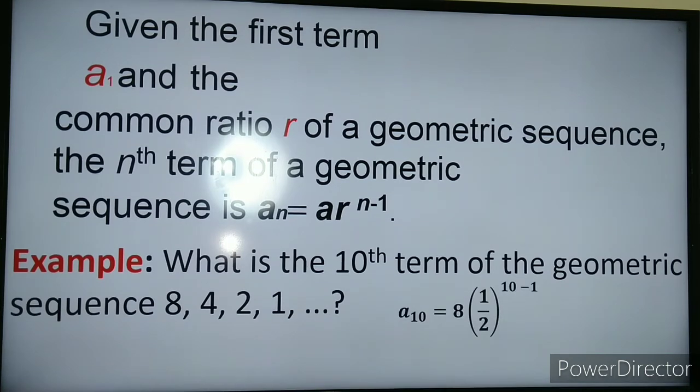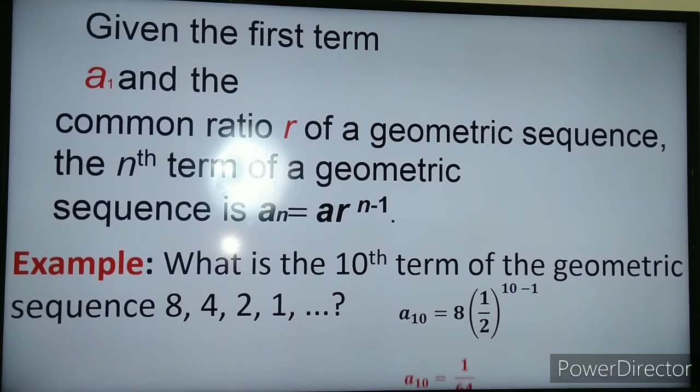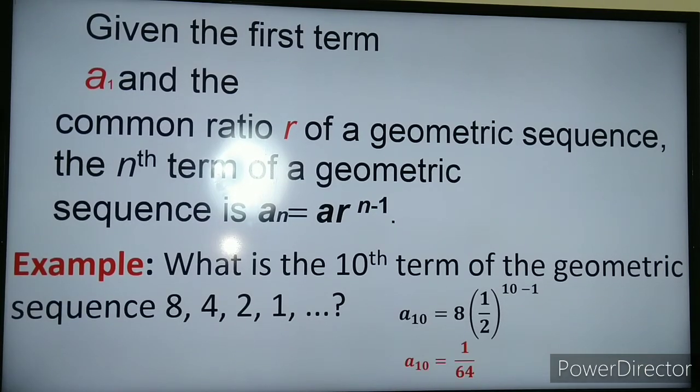Solution. All you have to do is substitute. Then, simplifying it, we have 1/64. Therefore, the 10th term is equal to 1/64. Now, let's continue.